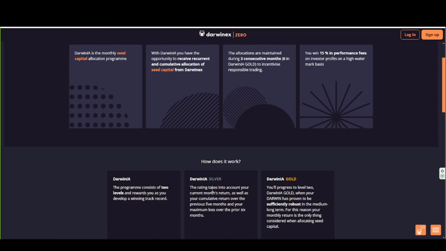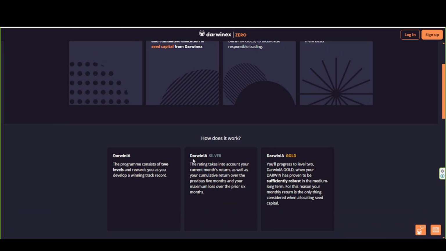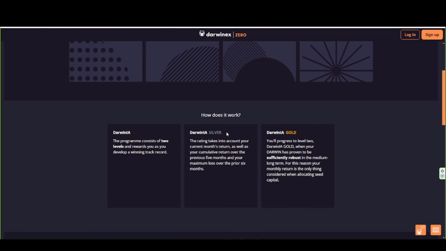You've got the Silver. The rating takes into account your current month's return as well as your cumulative return over the previous 5 months and your maximum loss over the prior 6 months. So that's how Darwin Silver works. And then Darwin Gold: you progress to level 2, Darwin IA Gold, when your Darwin has proven to be sufficiently robust in the medium to long term. For this reason, your monthly return is the only thing considered. With the Silver, it's taking into account your return this month and the last 5 months, and also the maximum loss over the prior 6 months.